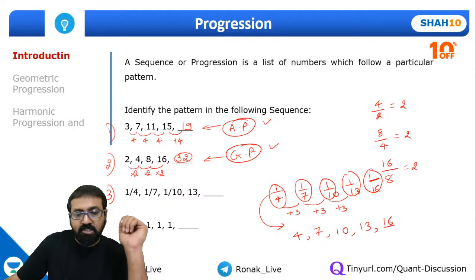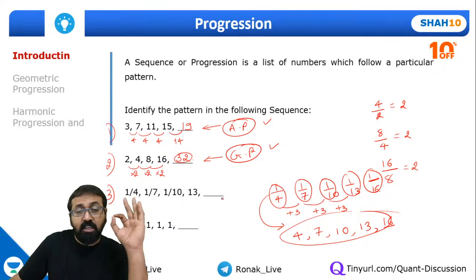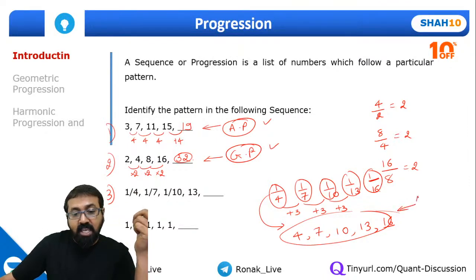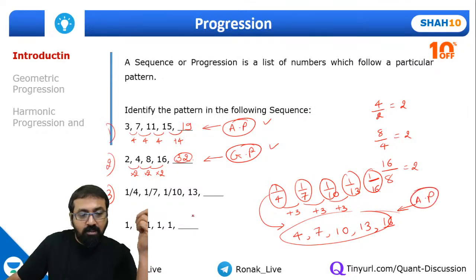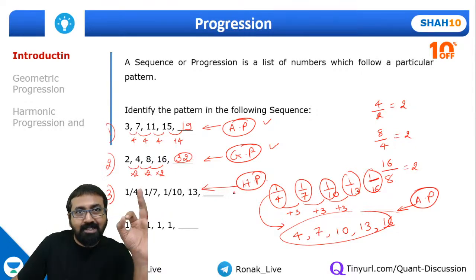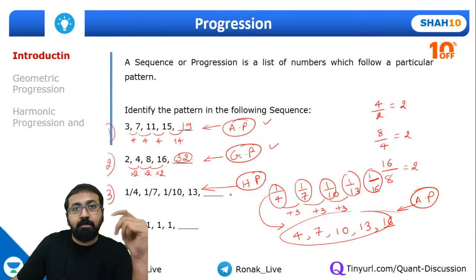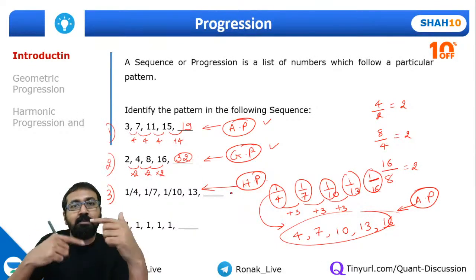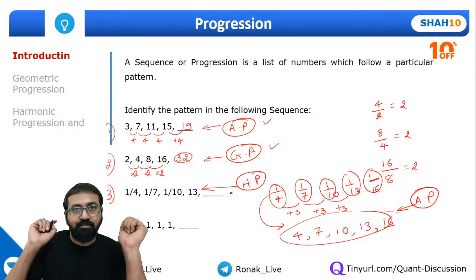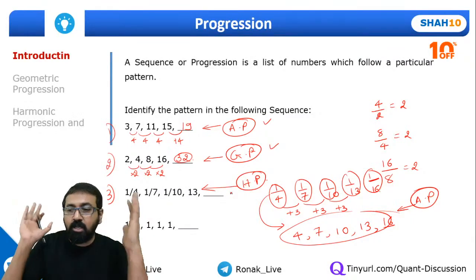So next term should be 16. So for the given sequence, if I take the reciprocal of each term and that sequence forms an arithmetic progression, then the given sequence is called a harmonic progression. So what is a harmonic progression? A harmonic progression is that sequence where if you take the reciprocal of each term, the resultant progression is an arithmetic progression. Then the given sequence is called a harmonic progression.